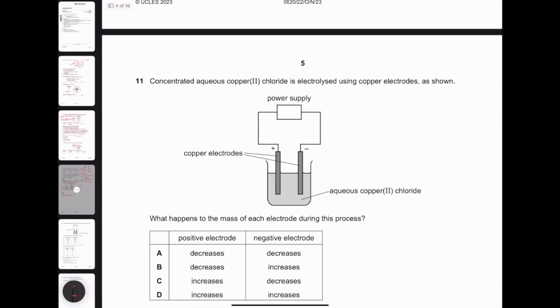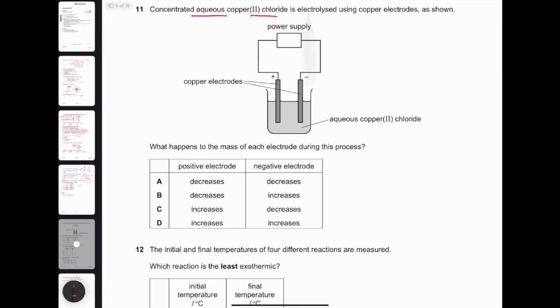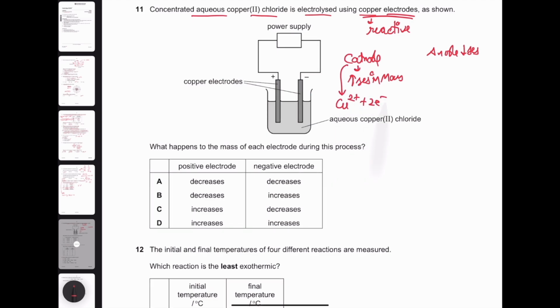Alright. Concentrated aqueous copper chloride is electrolyzed using copper electrodes. Now this is a case of copper electrodes where you're using a reactive electrode, right? And this is that experiment, I'm sure you must have done this in school, that the cathode increases in mass and the anode decreases in mass. Why? Because at the cathode, the equation is Cu2+ plus 2 electrons giving copper. Since at the anode oxidation takes place, that means loss of electrons. So copper is converting to Cu2+ plus 2 electrons.